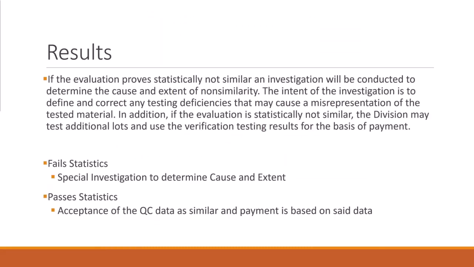As far as results from that analysis, if the analysis proves similar, then we can use the quality control data for payments and adjustments. But if it fails, we'll have a special investigation for the districts to figure out the cause and the extent. And this could be if there's a differential in the gauge comparisons or something like that, or if one gauge is throwing errors or reading incorrectly. It could be all sorts of stuff.